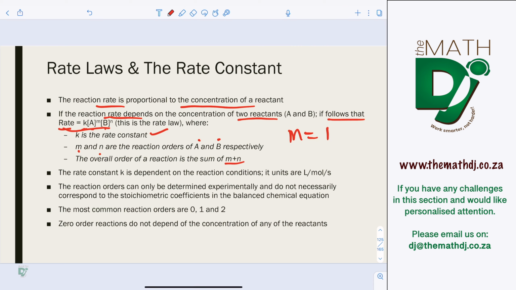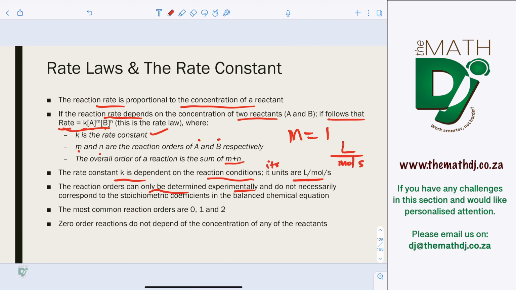So the rate constant K is dependent on the reaction conditions. Its units are liters per mole per second, in other words, L over mol s, like this. The reaction orders can only be obtained experimentally. That's why I was saying you don't have to worry about them.